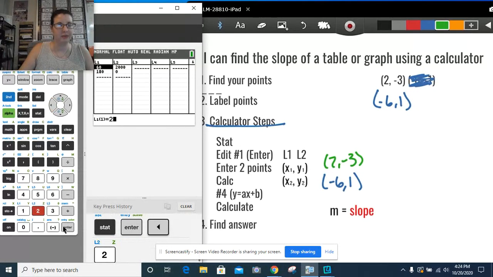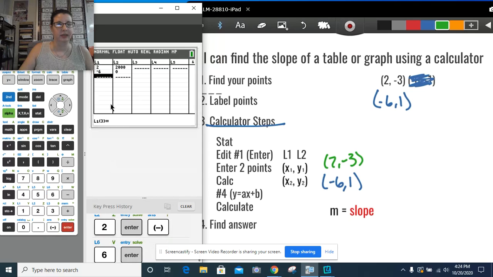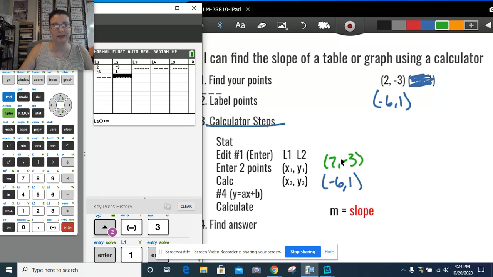So first I need to have 2 and I hit enter, -6, and the negative is down by the enter button. And now my table says 2 and -6. Now I need to use this toggle button, the wheel in the top right, and I'm going to enter -3. And again, the negative is by the enter button. -3, enter, and 1, enter. So now the numbers in my table should match and look like the numbers that I've entered there. So I've done the stat, the edit, I've entered the points.